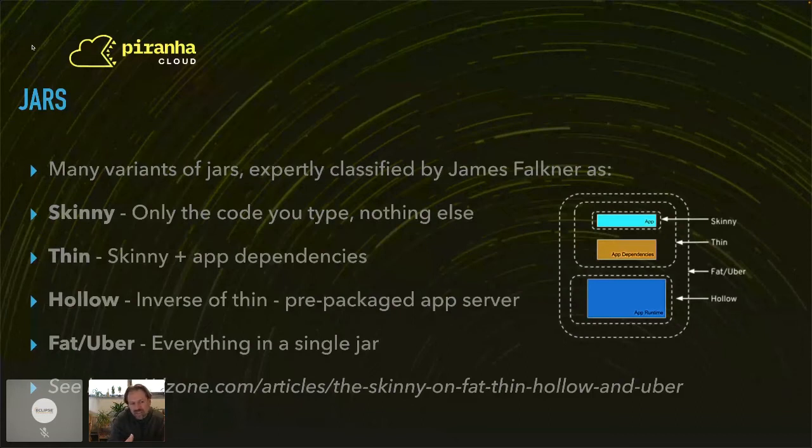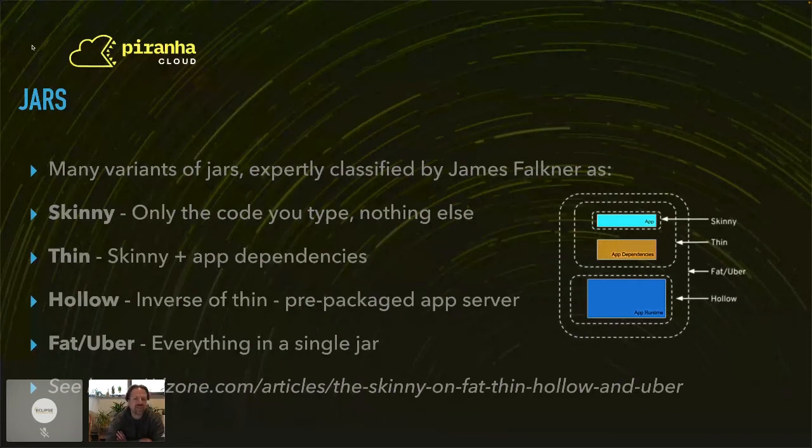Then there's the concept of the hollow jar. That's essentially the inverse of a thin jar. It contains a pre-packaged app server. This can be very literally an entire application server just packaged as a single jar. And then there's finally the fat or Uber jar, where you have essentially a single jar containing everything. So you just run the jar and your application server, your HTTP server dependencies, everything is in that single jar. And there's a picture there that kind of shows it.